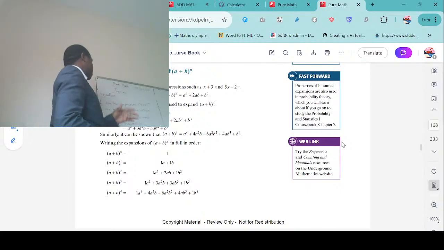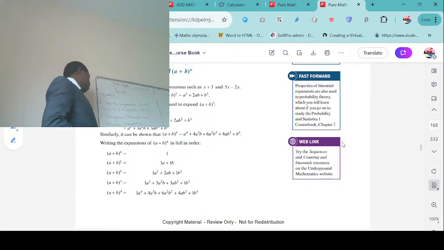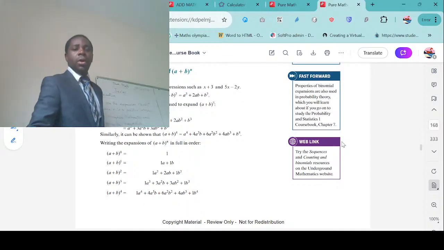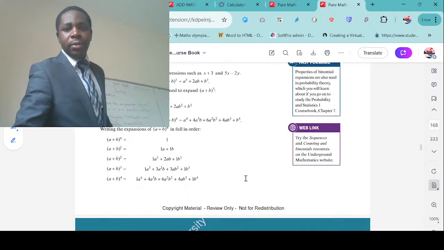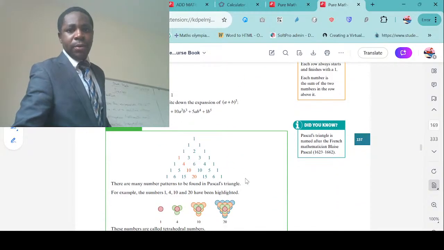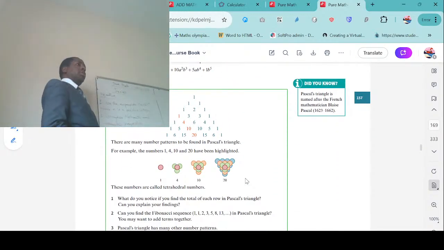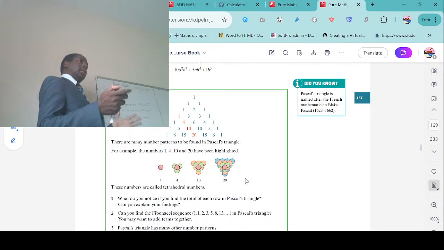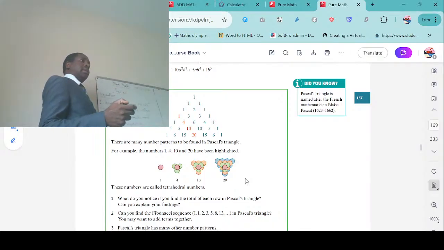Now, aside from using Pascal's triangle to find the coefficients of the binomial expansion, you can also use what we call the combination formula. So let's look at how you go about that. To understand how to use the combination formula, it's more like you have two baskets, basket A and basket B, and you're dropping 5 items into those baskets.